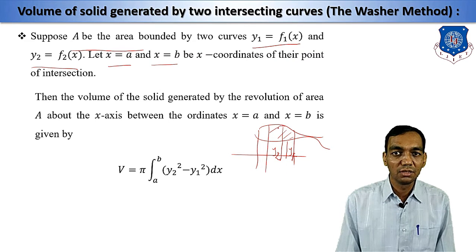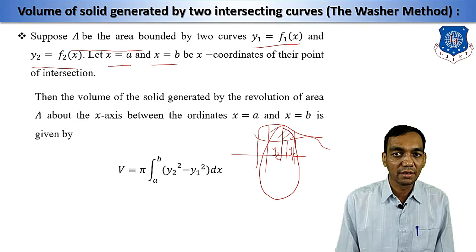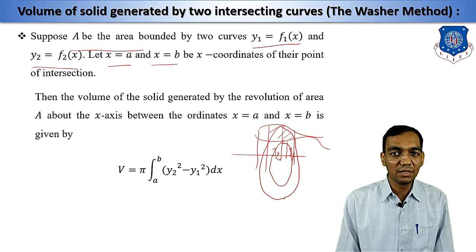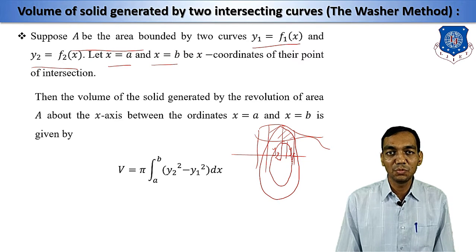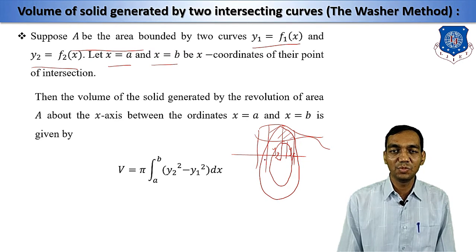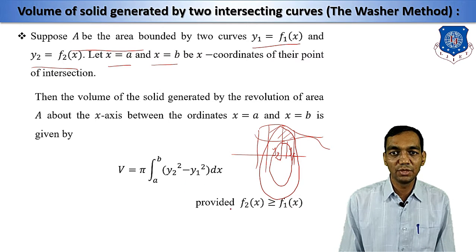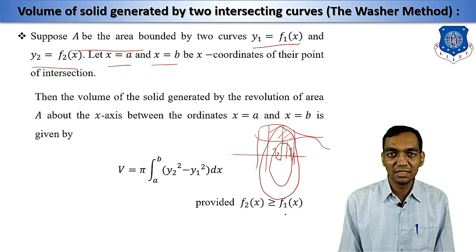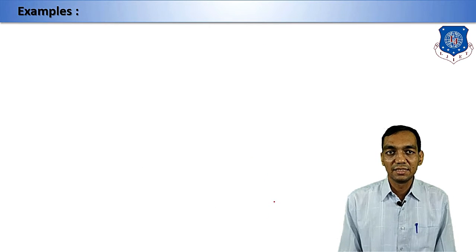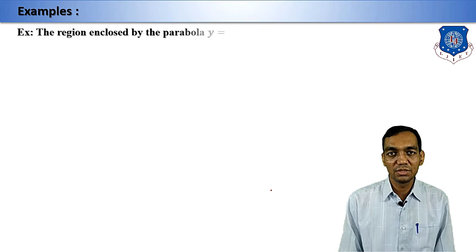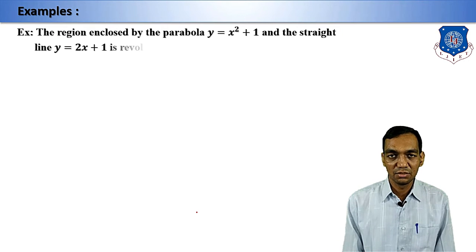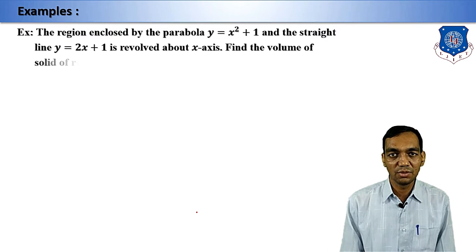Then here you have the disk like this. And see, this shape is nothing but the shape of a washer. And that's why this method is called the washer method. Okay, provided that f2, that means y2, is greater than y1. Same manner we are going to use for about y-axis. So in that case, you have to write x1 square minus x2 square or x2 square minus x1 square according to the larger one.